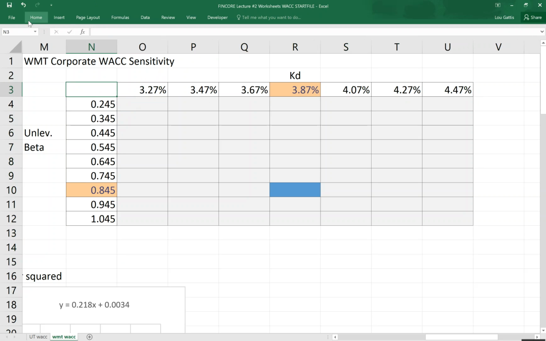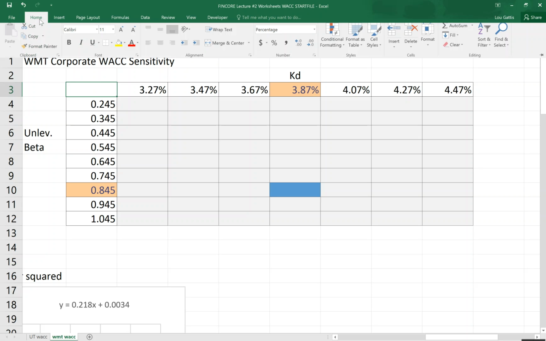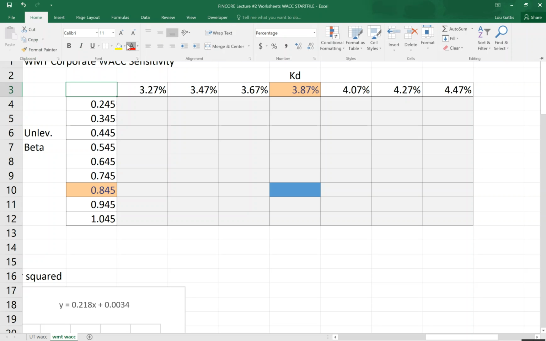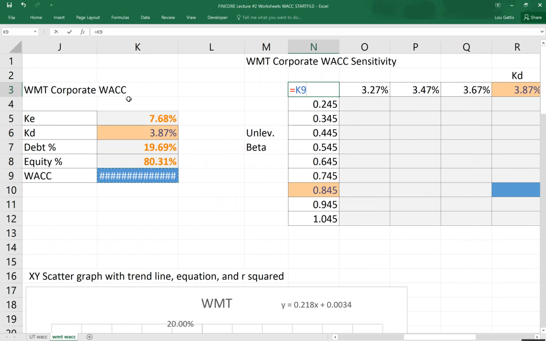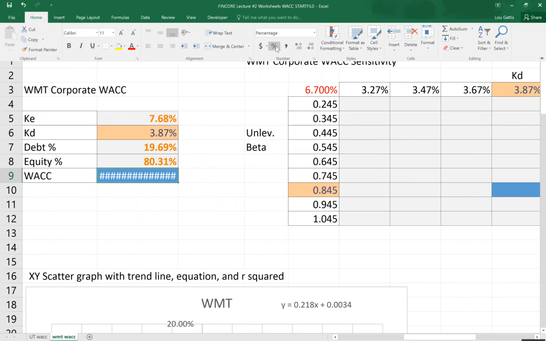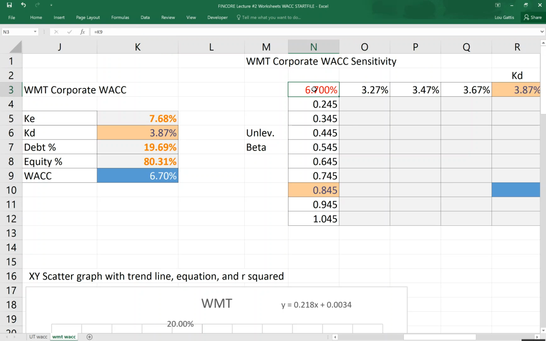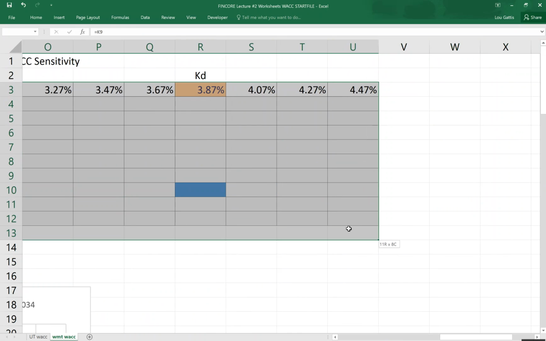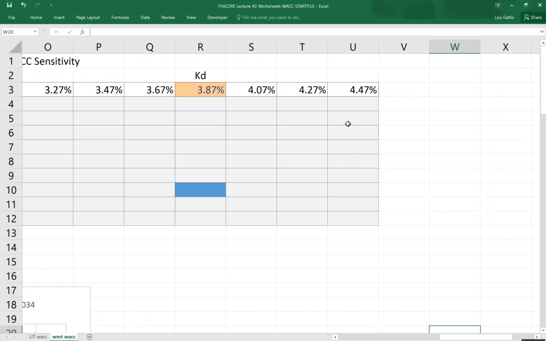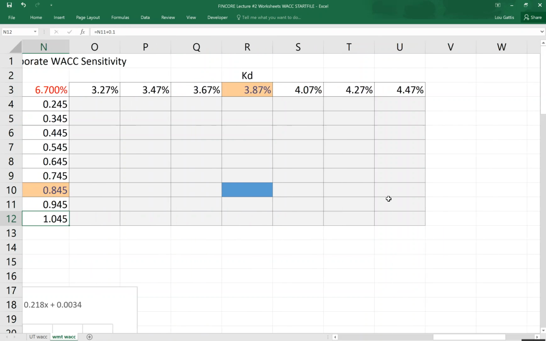I can then, I got to change this cell here since I currently have it as a white text. I'll change it to red text. I'm going to put a formula here that points to my WACC. Let me cut down on decimal places here. So that's just a link to my WACC. And then what I'm going to do is highlight this range.